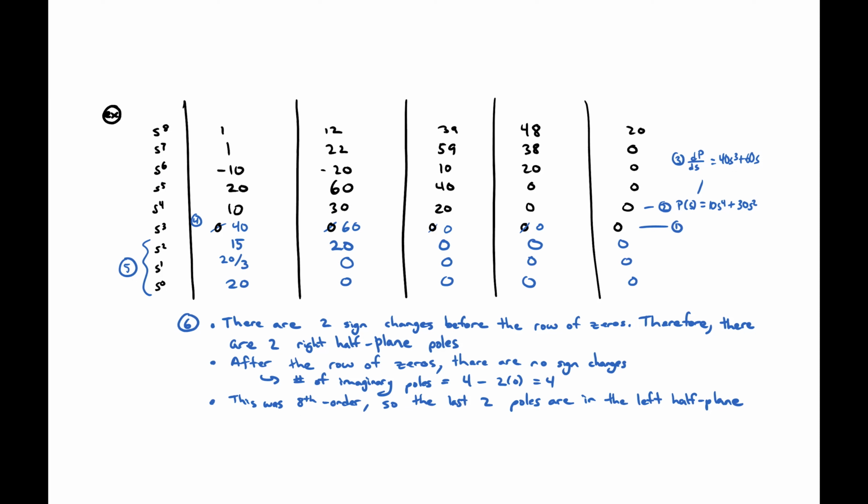But what I want to show here is that from rows 7 to 6 and then 6 to 5, we have 2 sign changes. So before we even had that row of zeros, we had 2 right half plane poles. And then after the row of zeros, there are no sign changes. That means they're all imaginary poles from there. So that's 4 imaginary poles based off of that math. This was 8th order, so the last 2 poles have to be left half plane. They have to be. So we ended up with 2 right half plane, 4 imaginary, and then 8 minus 4 minus 2, we had 2 poles left over. They have to be in the left half plane.